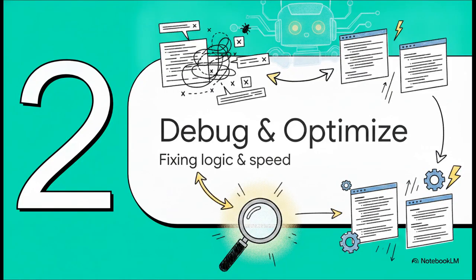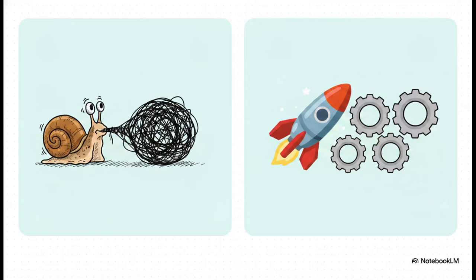Which brings us to level 2, debugging and optimizing code. This is where we focus on fixing logic and drastically improving speed. Because, let's be real, generating code from scratch is great, but developers spend so many hours on maintenance, right? Hunting down weird logical errors and trying to speed up incredibly clunky scripts. Take a standard, inefficient, brute force nested loop script designed to find prime numbers. Sure, it works, but it's painfully slow.